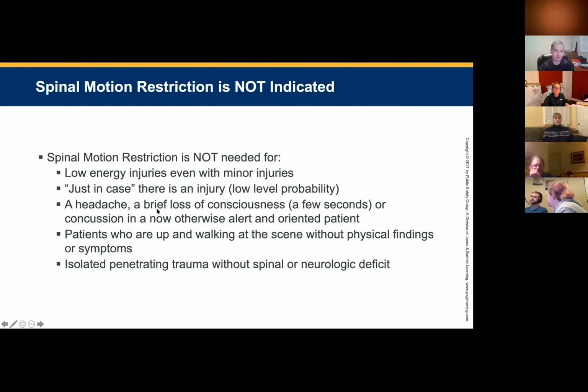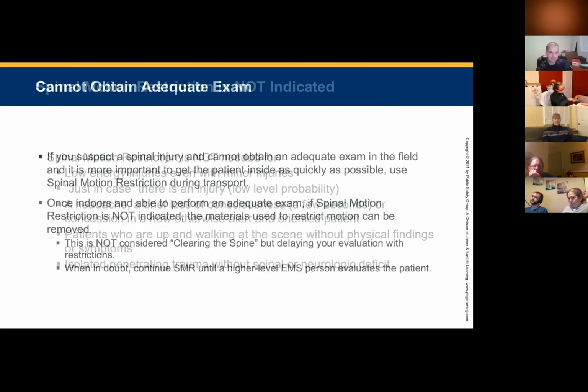If they have a headache or a brief loss of consciousness for a few seconds or a concussion, but are otherwise an alert, oriented patient, we don't need to do spinal motion restriction. Patients who are up and walking at the scene without physical findings or symptoms. We see this a lot, right? Patients were fine afterwards. They bounce back. We're like, oh, let's put a collar on you and a backboard. Nope, not anymore. And isolated penetrating trauma without spinal or neurological deficits, like gunshot wounds, stabbings, things like that.